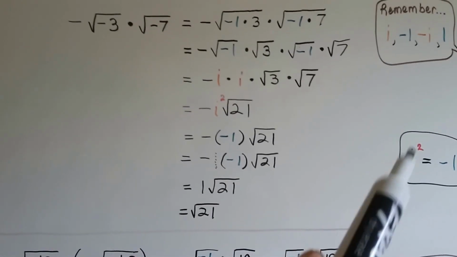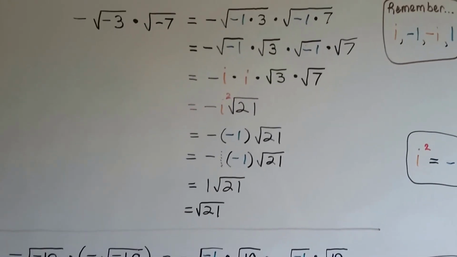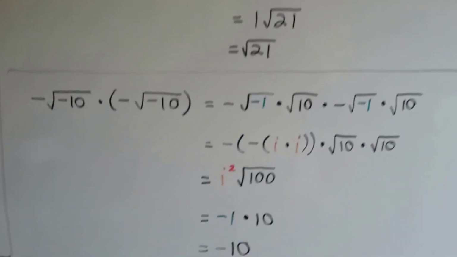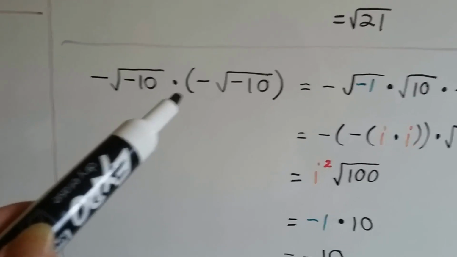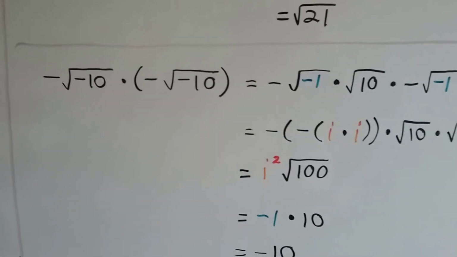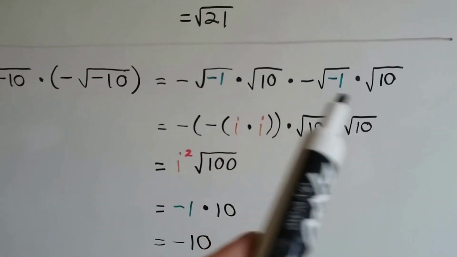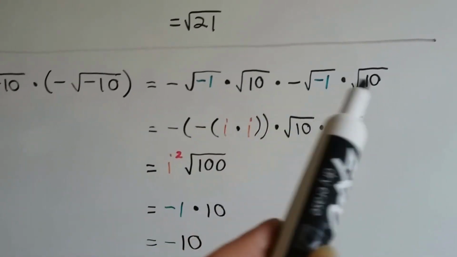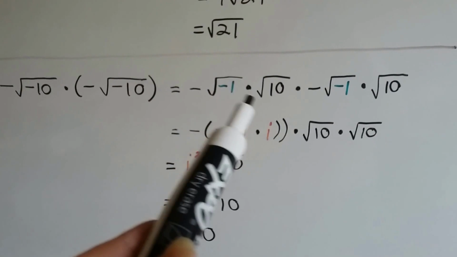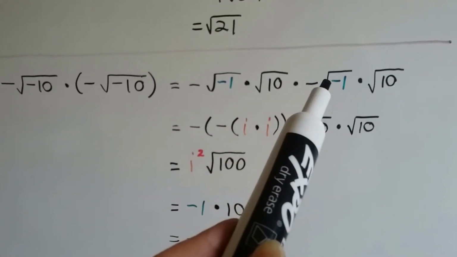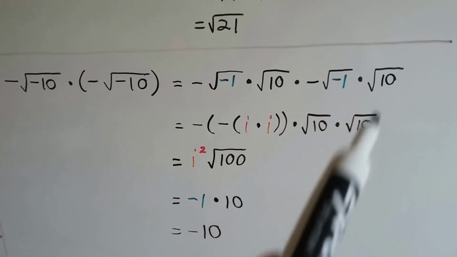If you've got this memorized, that's really going to help you, isn't it? All right, let's try this one. This one looks really confusing. We've got the negative square root of -10 times the negative square root of -10. We can split it up and factor it and make that a -1 times a square root of 10. And the square root of -1 times the square root of 10.